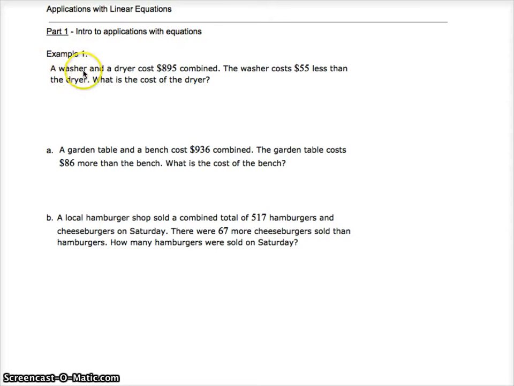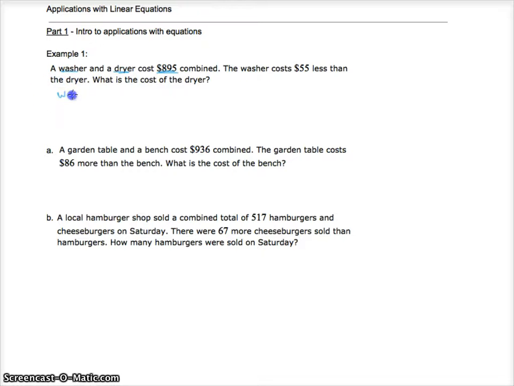Example 1 says a washer and dryer cost $895 combined. The washer costs $55 less than the dryer. What is the cost of the dryer? Before we start, let's look at a couple of facts that we know. We know that the washer and the dryer combined cost $895. So what we can do is set up just a basic two variable equation.